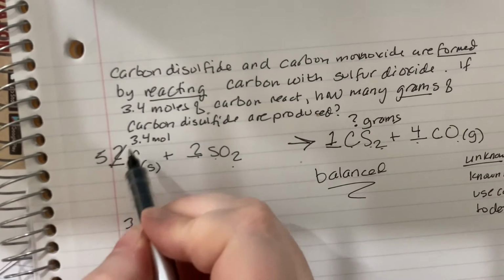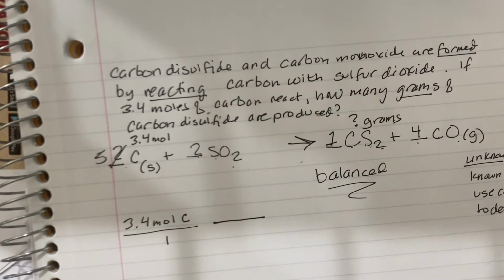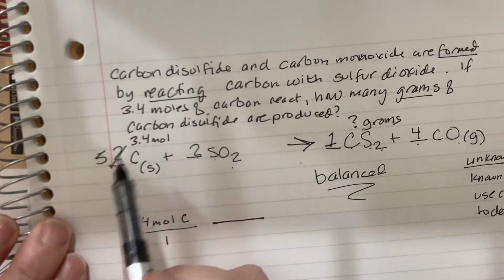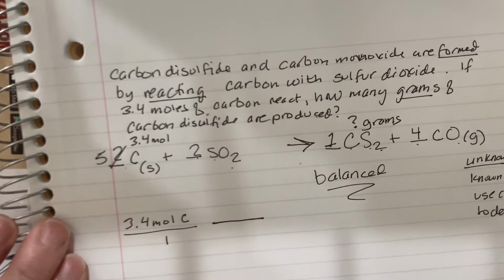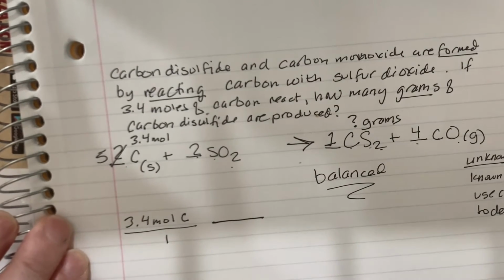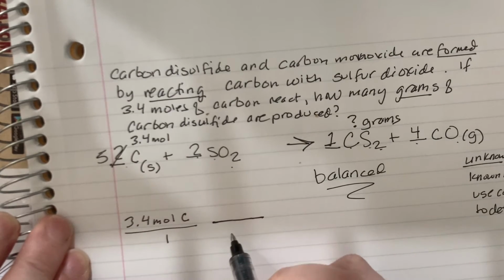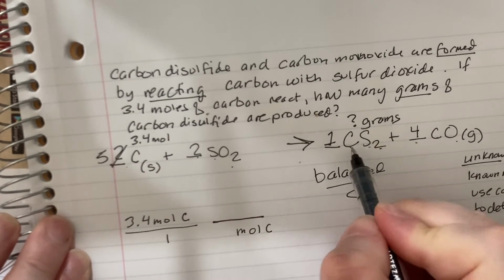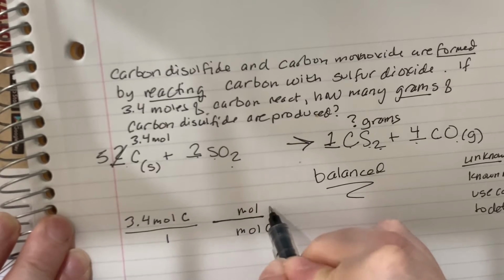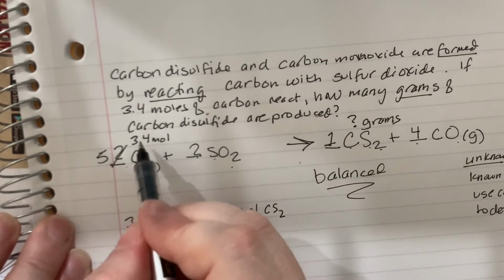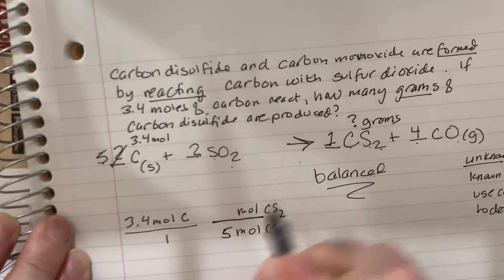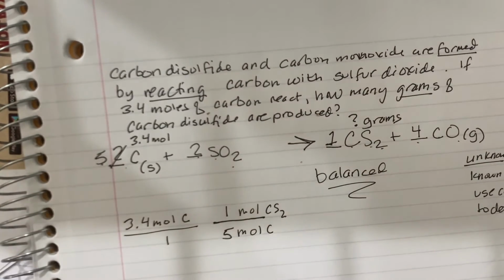So I don't use the 3.4 moles. That's what my experiment is. For the reaction, I need to know the ratio. There are 5 carbons needed to make 1 carbon disulfide. That is the mole ratio that our equation gives us. Okay, known is carbon, so moles of carbon goes on the bottom. Unknown, what I'm trying to find, moles of carbon disulfide. I have 5 moles of carbon for every 1 mole of carbon disulfide.